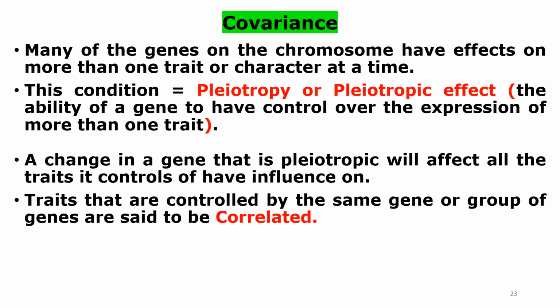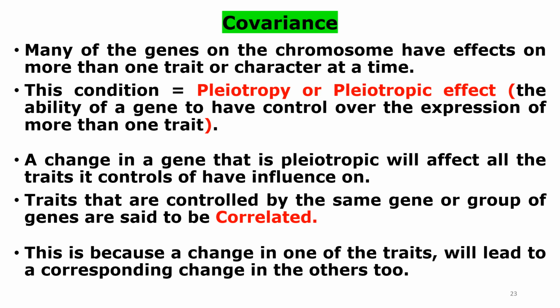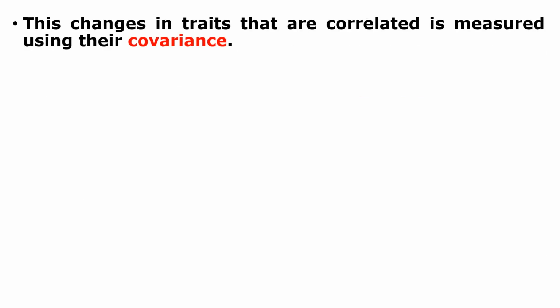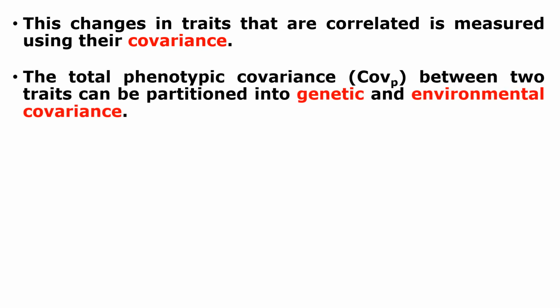So such traits that can be influenced by the same gene or groups of genes are said to be correlated. This is because a change in one of the traits will invariably lead to a corresponding change in the others too. And these changes in traits that are correlated are measured by using their covariance. So the total phenotypic covariance, represented by this, between two traits can be partitioned into a genetic and an environmental component.